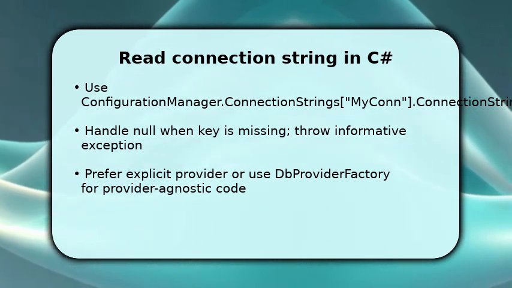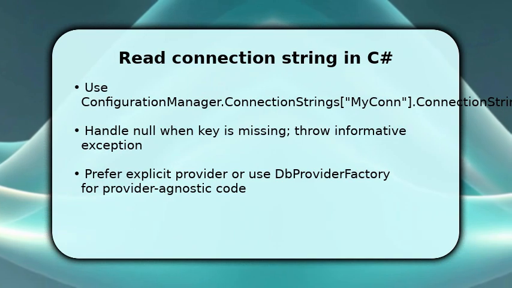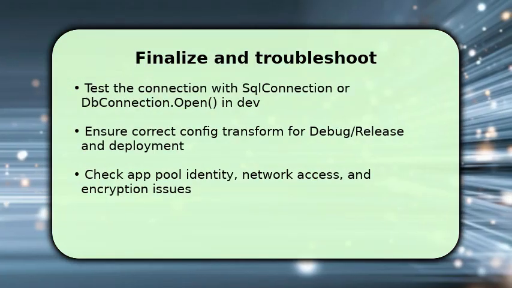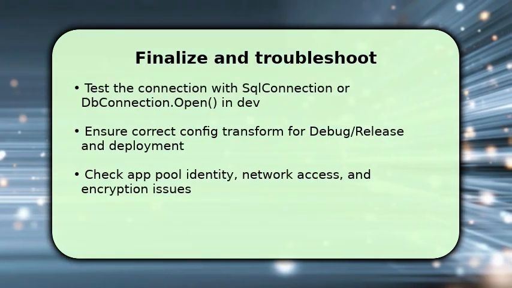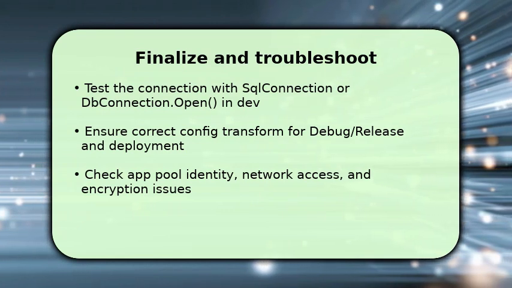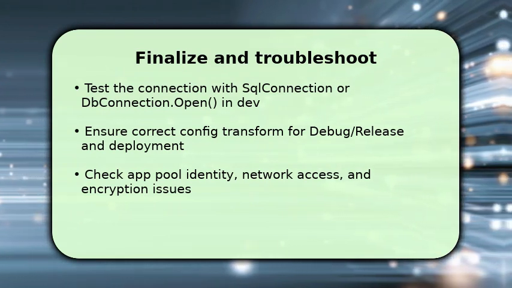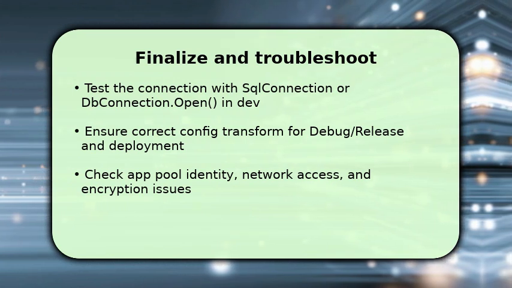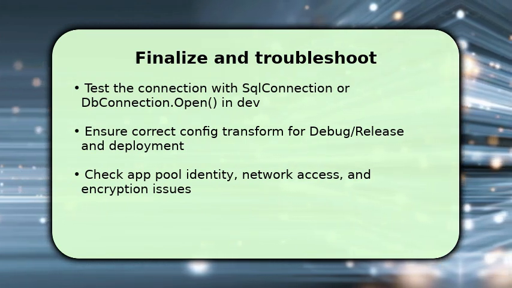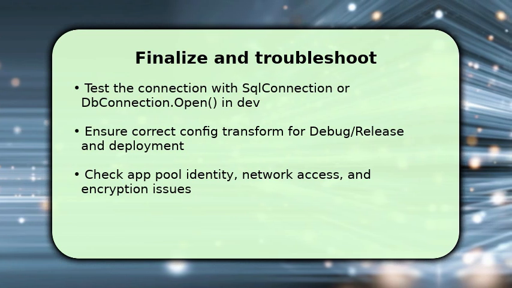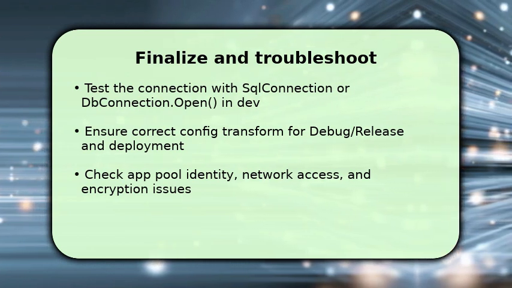Finally, validate by instantiating the correct connection object and calling Open in a safe test. Close and dispose afterward. Deploy with the correct config transform so production connection strings override local values. Make sure the app pool identity has network and database permissions, and confirm any encrypted sections are handled during deployment.